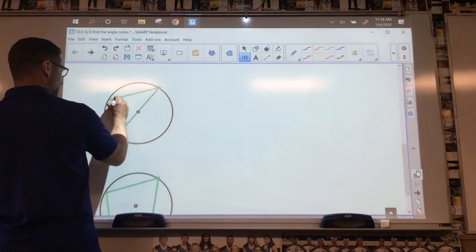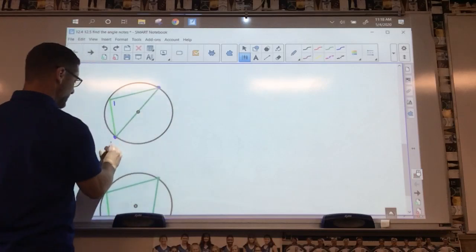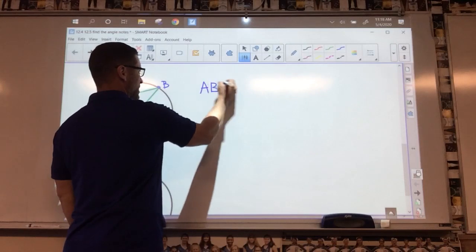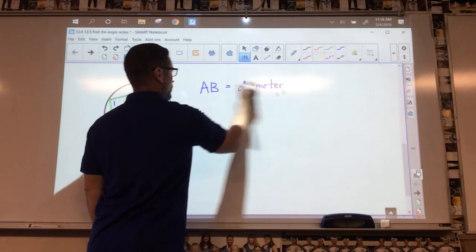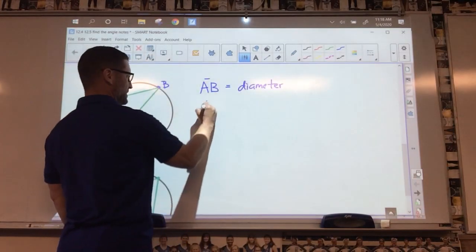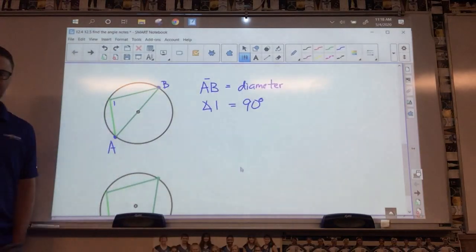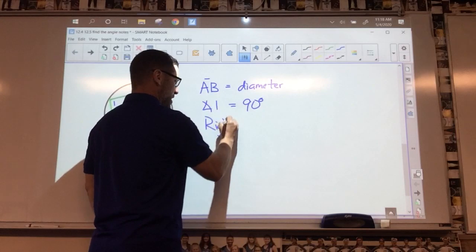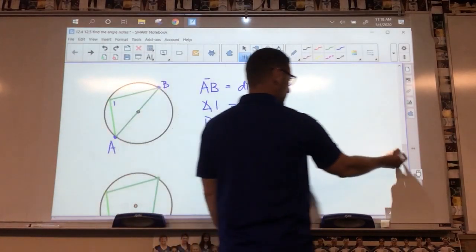So I'm going to put angle 1 in there, and then I'll put AB as a diameter. If AB is a diameter, then the rule is angle 1 is 90 degrees. It's that easy. And I'm going to add this in: we have a right triangle, just to remind yourself to do all that right triangle stuff that we've been able to do.